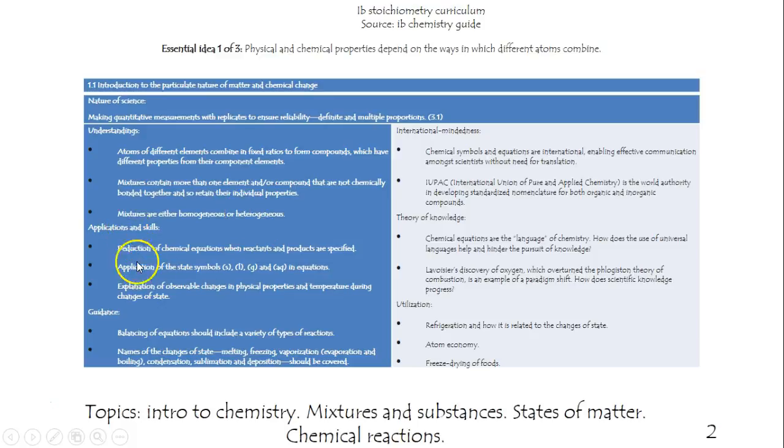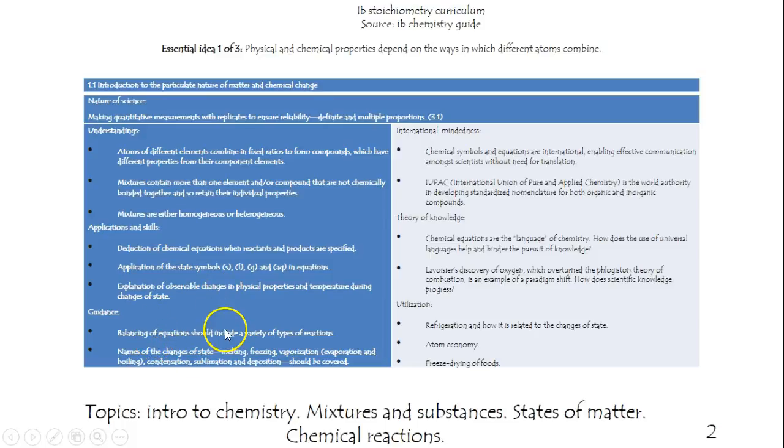In terms of application, we'll need to deduce chemical equations and be able to balance them. Be familiar with solid, liquid, gas, and aqueous in equations. So be going through this and say, yep, I'm good on that. We need to be able to explain observable changes in physical properties during changes of state. So we should know the 6 phase changes, perhaps even more for plasma.